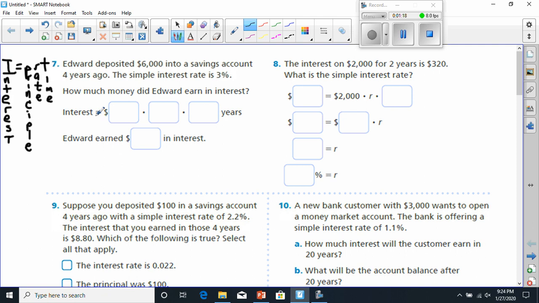We've got, first of all, the interest here. So this means we're going to be looking at what is the principal, what is the rate, and what is the time. The minute this said years at the end, I know this was going to be the time. Since it says 4 years ago, Edward deposited this 4 years ago, so that means this must be 4. Edward deposited $6,000. Well, that's got to be my principal, $6,000.